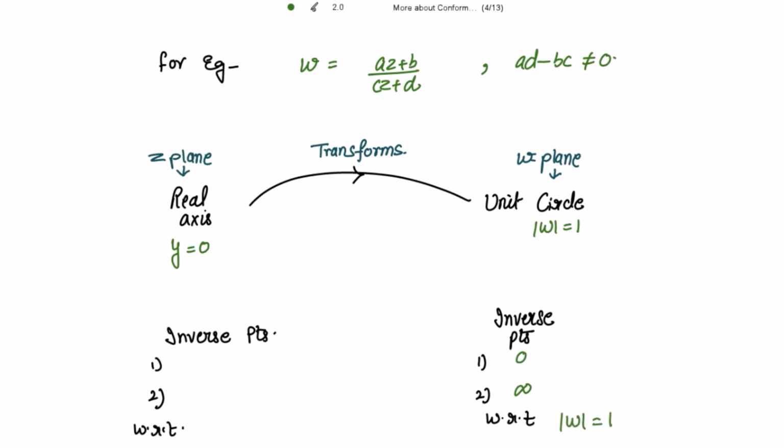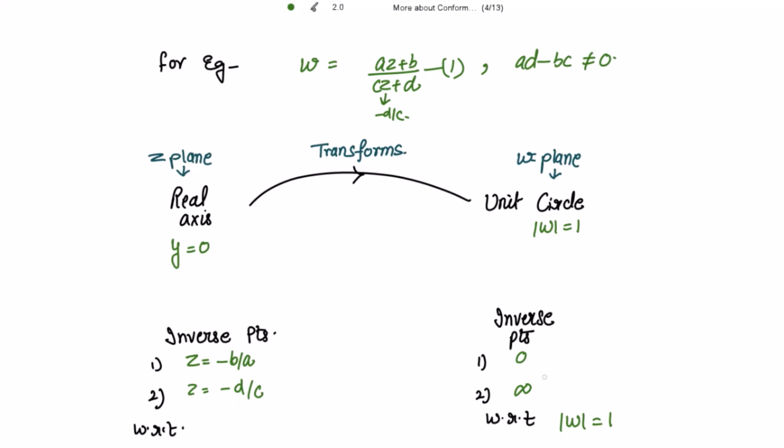And then the corresponding inverse points in the Z plane will be, yes. So when we get W equal to 0, if Z equal to negative B over A, then we get W equal to 0. So for W equal to 0, we get the point in the Z plane as Z equal to negative B over A, right? And W will be infinity if Z equal to negative D over C, right? So for Z equal to negative D over C, we get W equal to infinity.